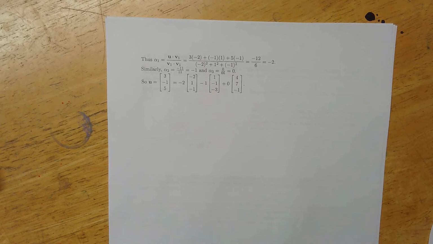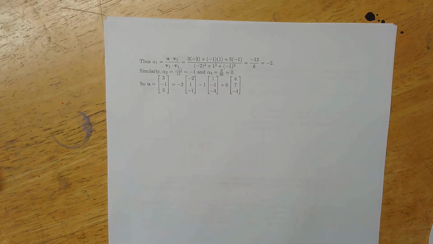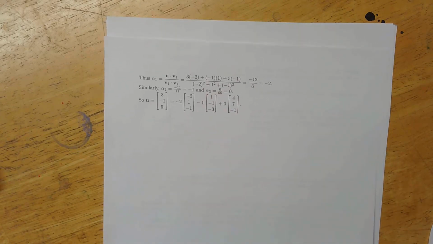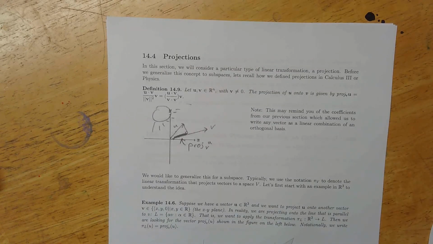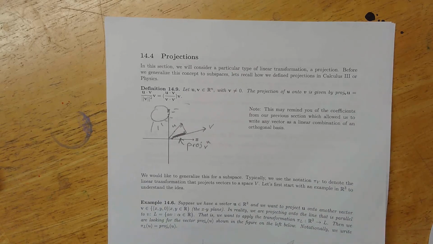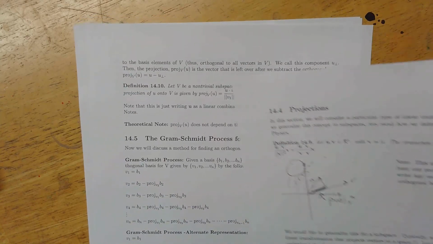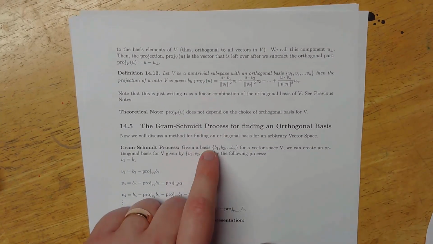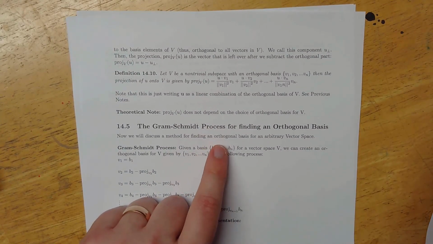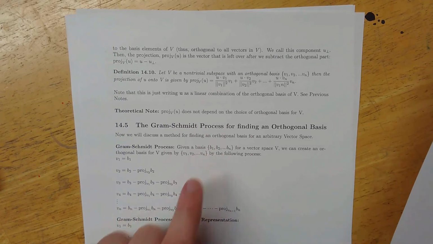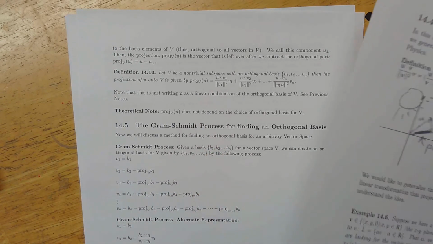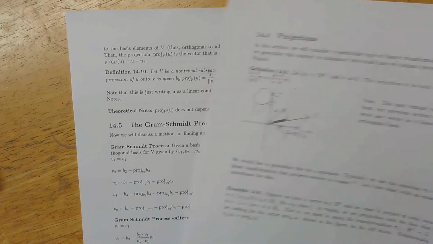So that just shows another way that we can use these ideas of having an orthogonal basis in order to find what these coefficients are going to be. In the next video, we're going to talk about the idea of projections, and this will help us get a process for finding a basis that is orthogonal. So if we have a basis that's not orthogonal, we can find one that is using this process.